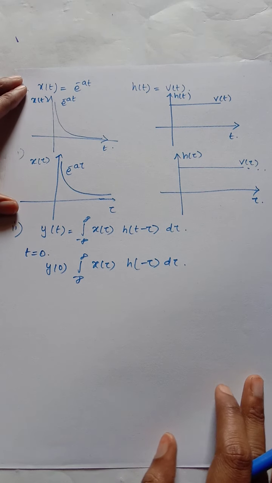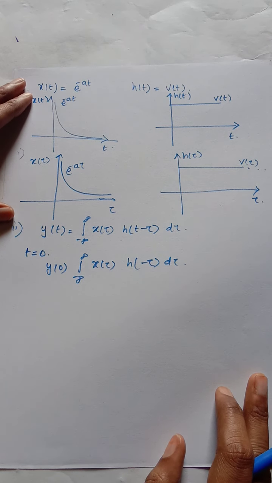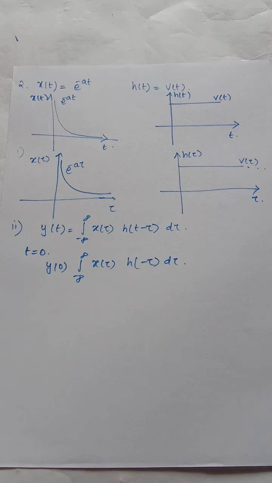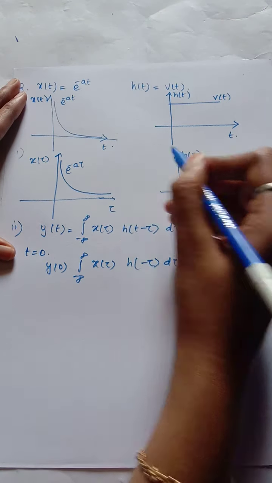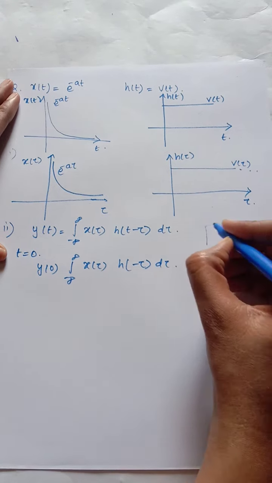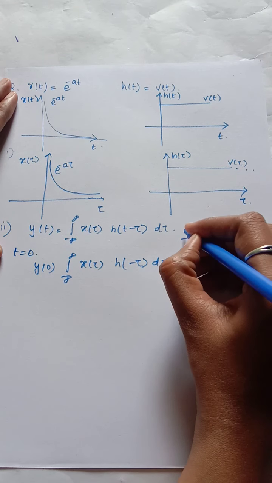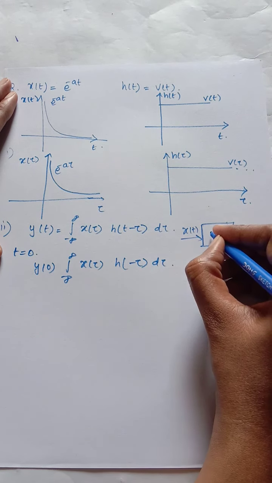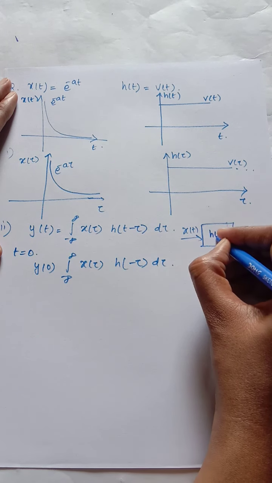So the second problem here: consider x of t is e power minus a t and h of t is equal to u of t. Here we need to perform a convolution for two signals. Consider a system whose input is x of t, and h of t is the impulse response of the system, and you need to determine y of t.